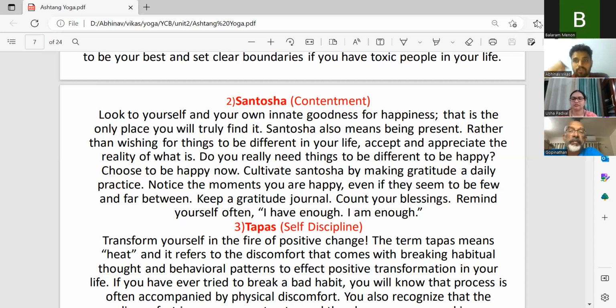And if you live in the future, then what happens? You'll always fear what happens tomorrow, what next. But what is yoga? Chittavrutti Nirodha. What is this chittavrutti? Either it will be in the past or the future. If you are living in the present, that is yoga. Santosha means if you can live in the present, you will always be happy.